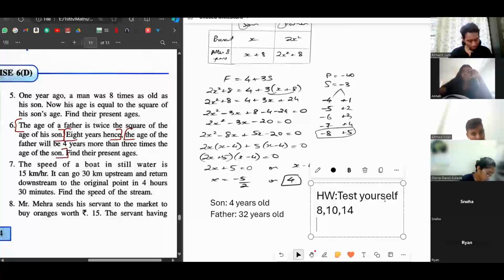Oh, there's one more type of question, a 2-digit number type of question, which we'll do in the next class. Do question 6.